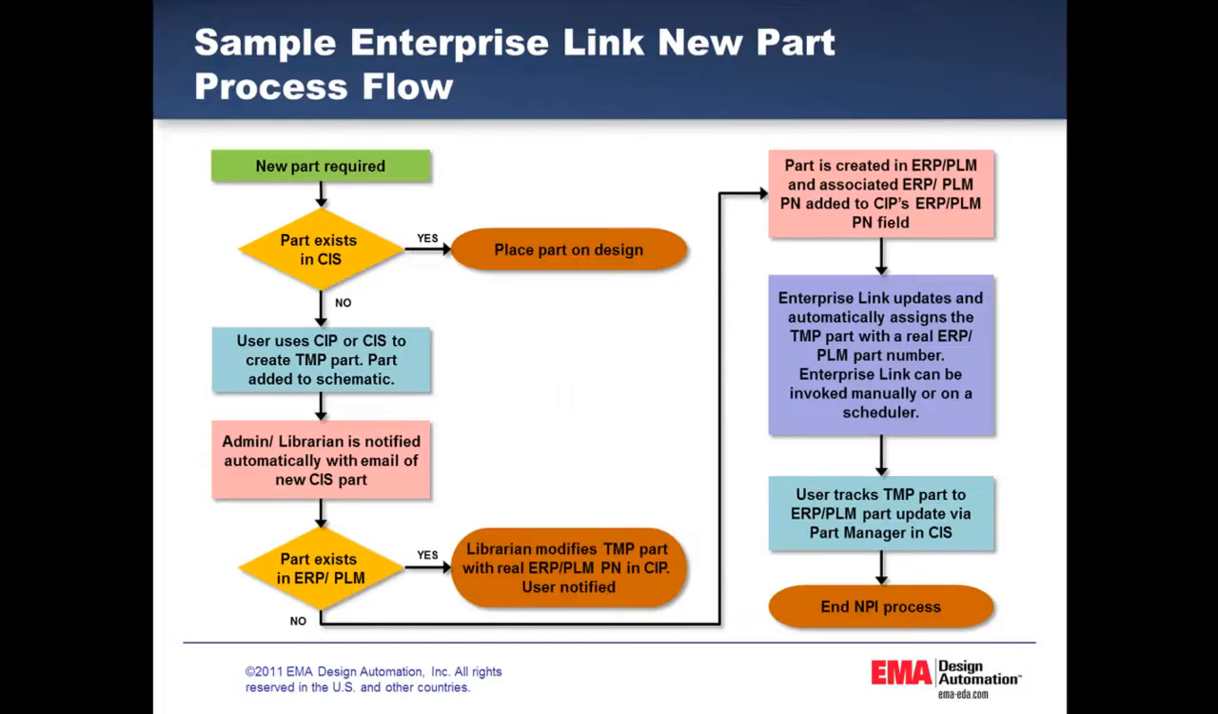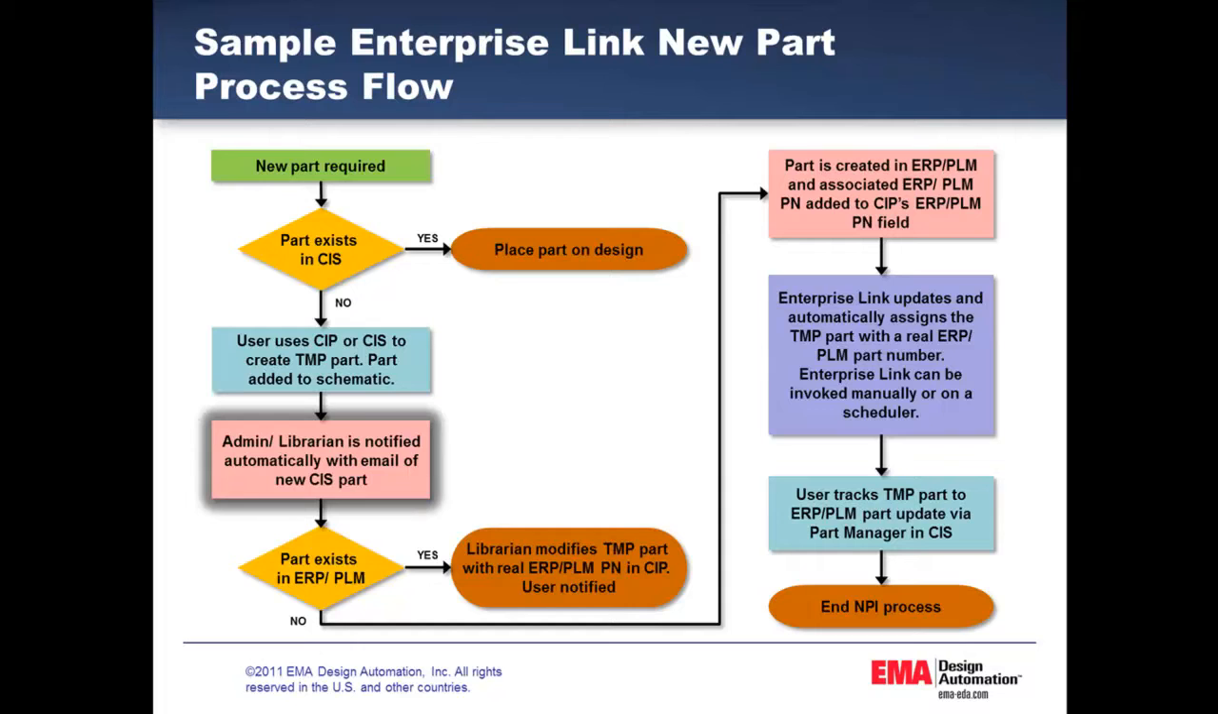Next, we'll look at a simple Enterprise Link new part process flow. Let's say, for example, a new part is required. If the part exists in CIS, then simply the user would place the part on the design. If not, the user uses CIP or CIS to create a temporary part. The part is added to the schematic.